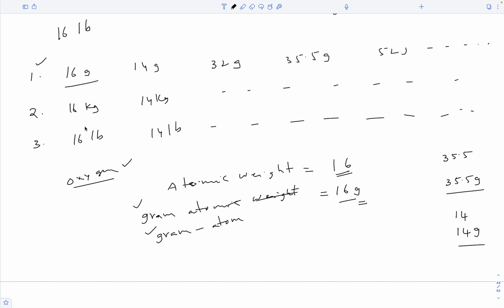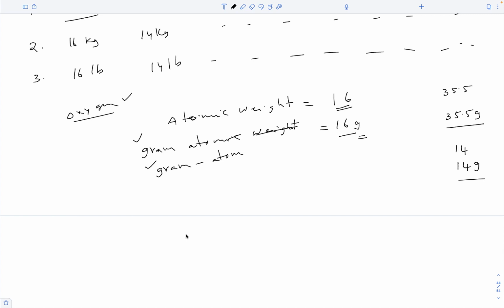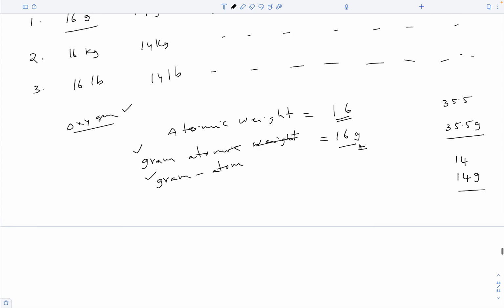Similarly, what do you call 16 kilograms of oxygen? If atomic weight expressed in grams is gram atom, atomic weight expressed in kilograms obviously would be kilogram atom. Similarly, 16 pounds of oxygen is pound atom. Pound atom is atomic weight expressed in pounds.